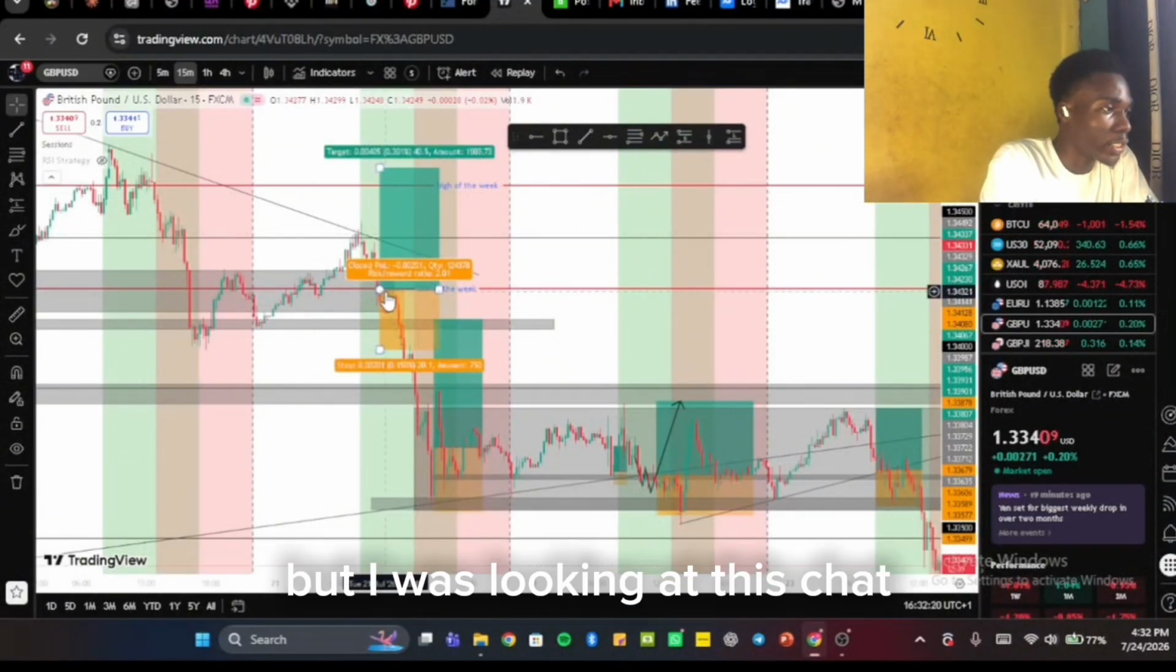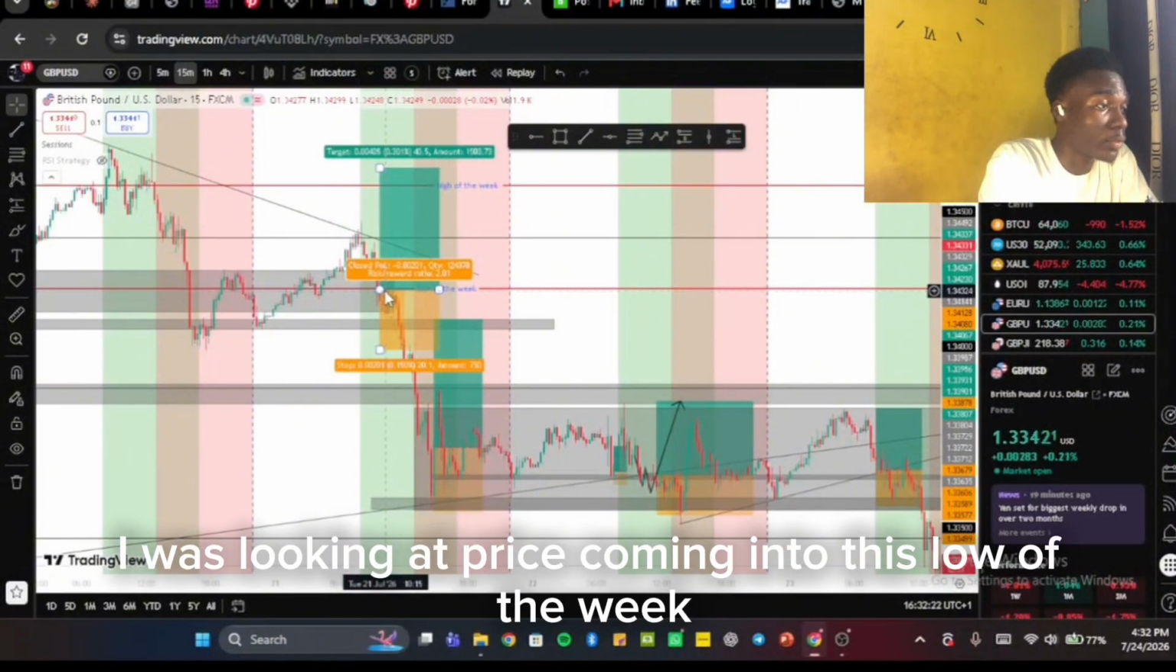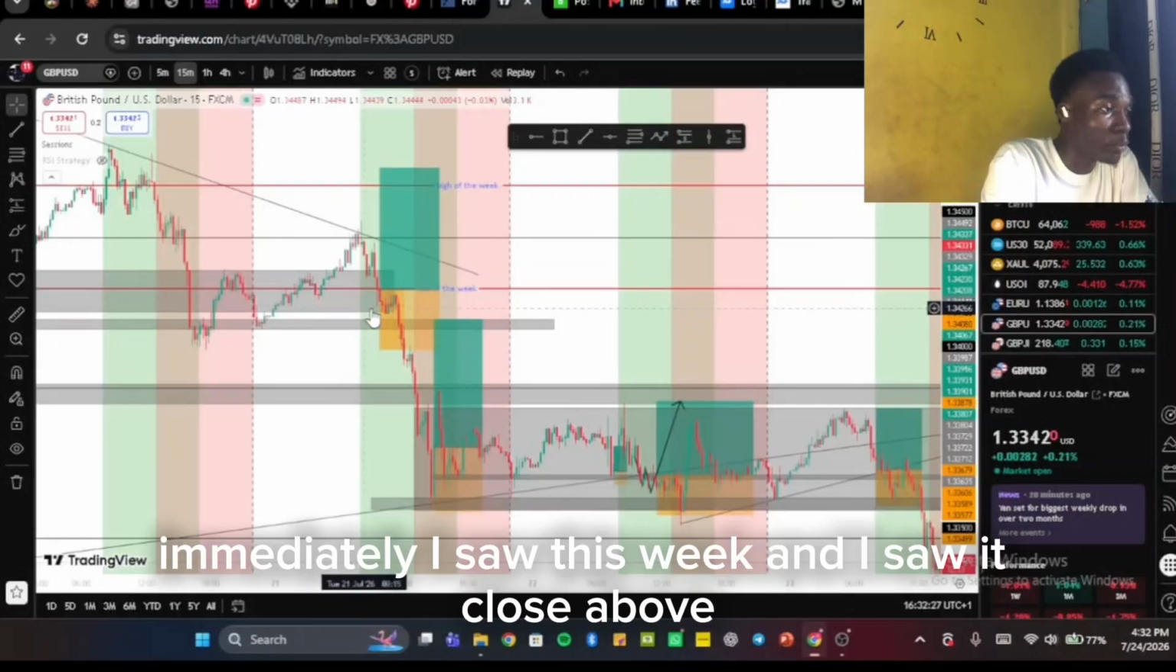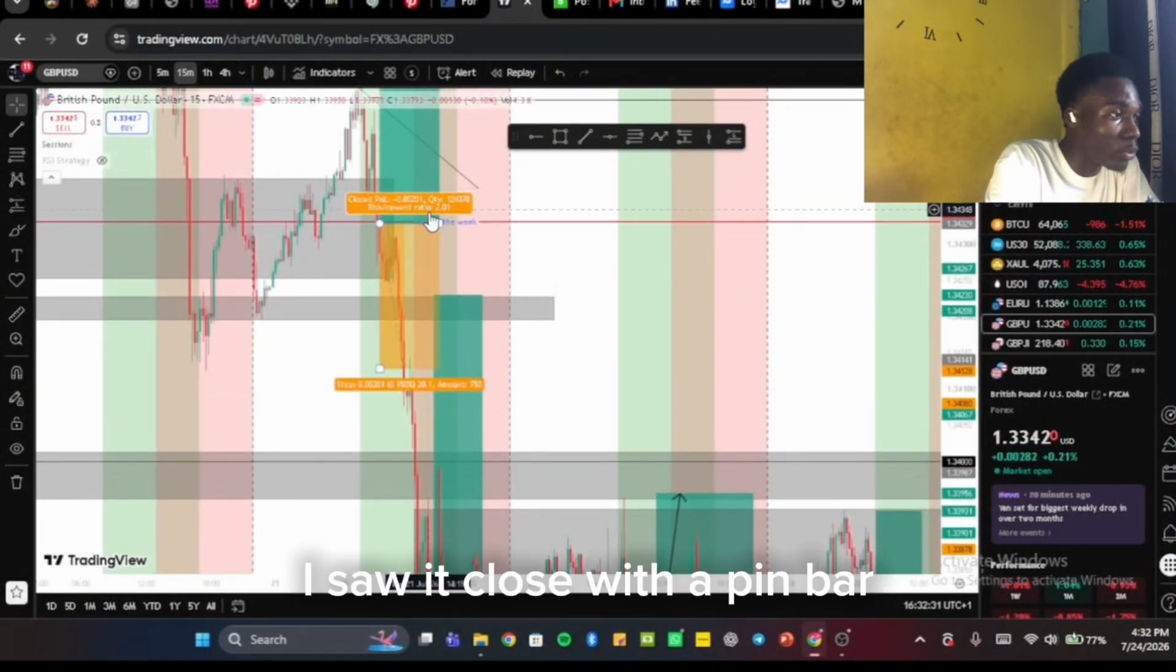But I was looking at this chart. I was looking at price coming into this low of the week, and then I go in for a buy. Immediately I saw it close above, I saw it close with a pin bar.